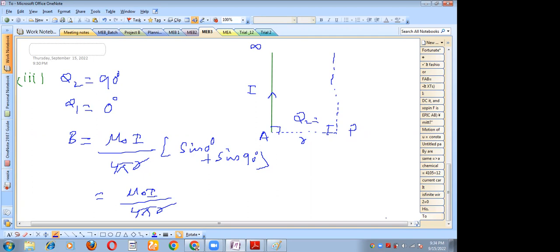Yes, sir. So this is how we should calculate the magnetic field in different cases. Any doubt till here? No, sir. All right. Based on this, let us do some examples. But before moving to the examples, I will give you one or two more cases, then we will do examples.